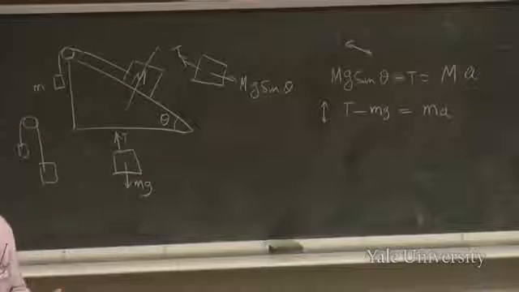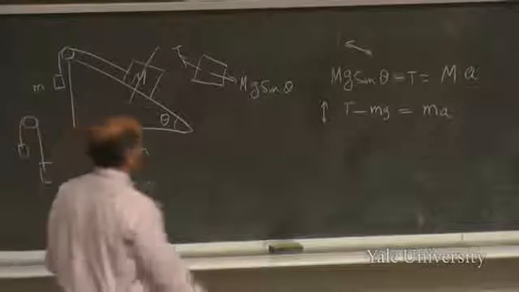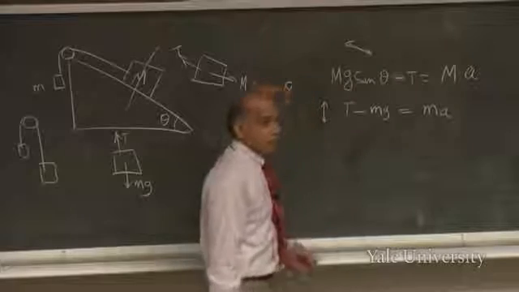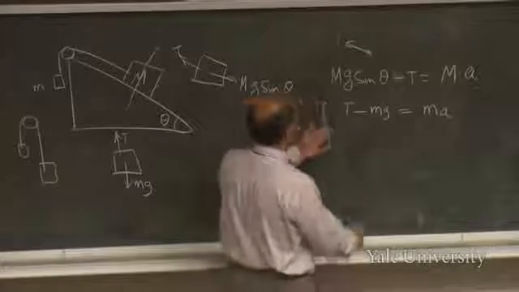Therefore, if it goes 1 inch in 1 second, so will the other guy. They will have the same velocity and they will have the same acceleration. So that's why there's only one unknown acceleration, A. Once you realize that, you're done, because now we know what to do.